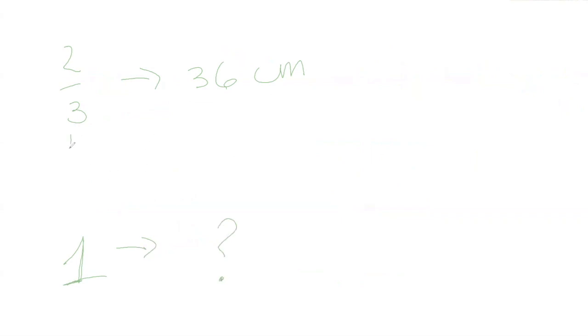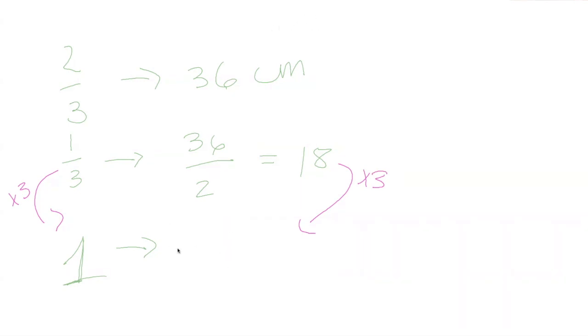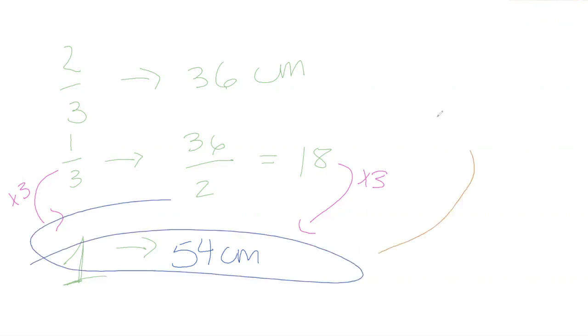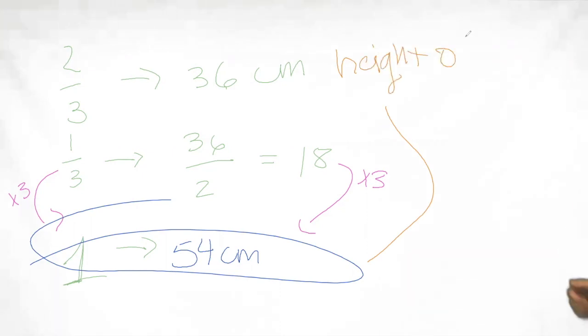So how to get to 1, we're going to divide 2/3 by 2 to get 1/3, and when we do that, we get 36 divided by 2, which is 18. So 1/3 equals 18. Now, to get from 1/3 to 1, we're going to times it by 3, and we'll get 1 whole. And what you do to one side, you have to do to the other. And 18 times 3 is 54 centimeters. Well, that is it for task 5, because task 5 is 54 centimeters.